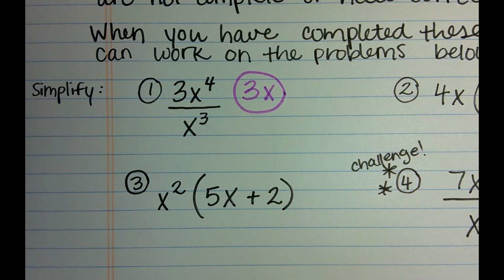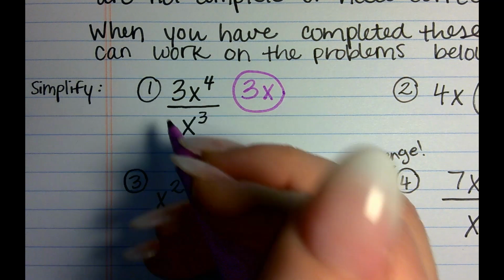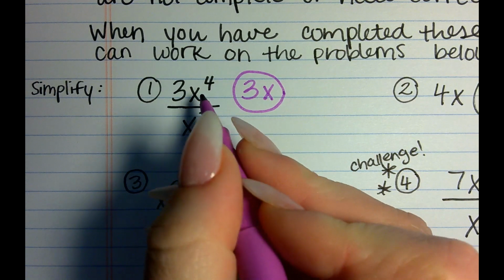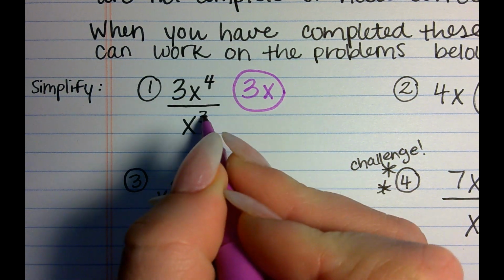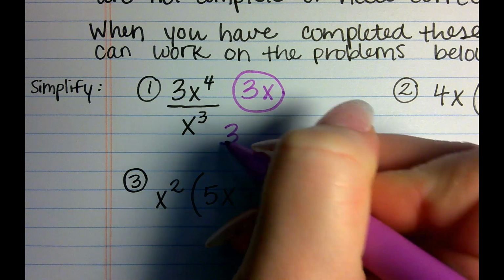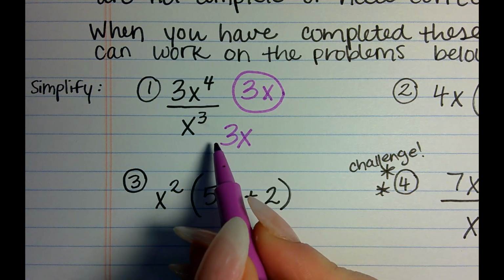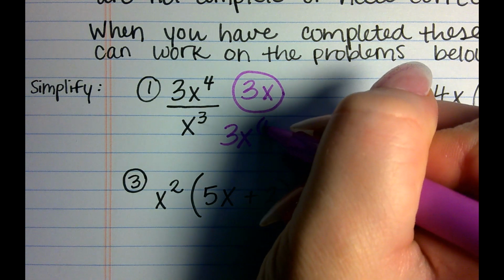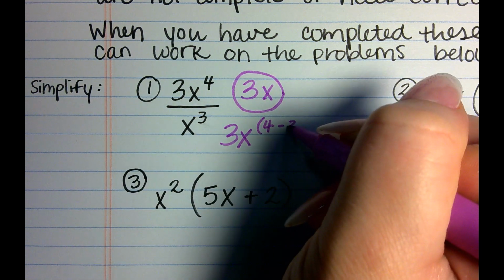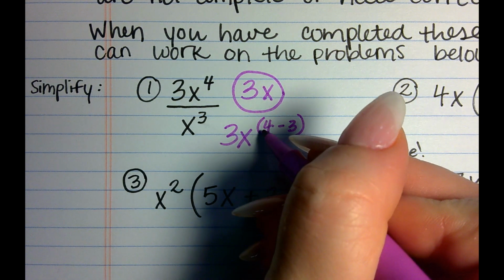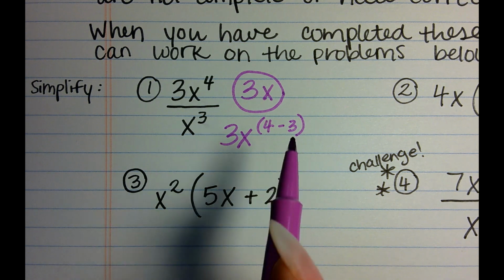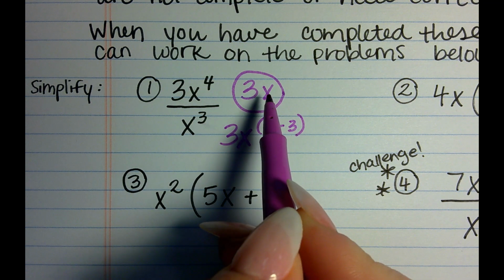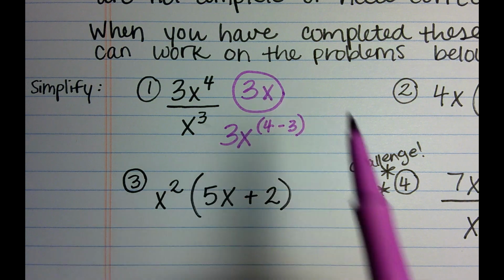And I'm going to write some work out just to show it. If we wanted to think of it in terms of the subtraction method, we know that division turns into subtraction when it comes to exponents. It would be like 3x to the 4th power minus the 3rd power, or 3x to the 4 minus 3. And 4 minus 3 is 1. So we get 3x, no exponent needed.